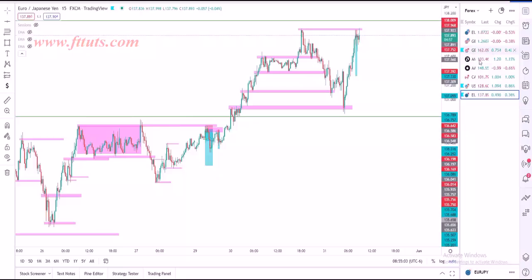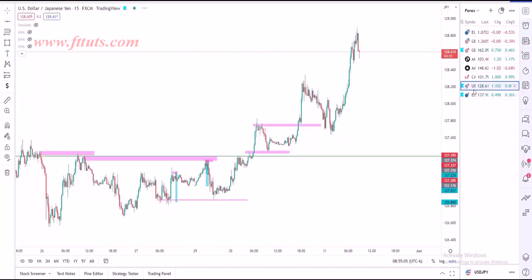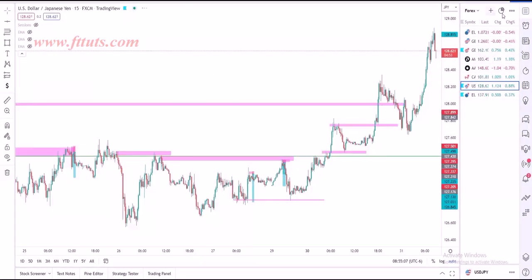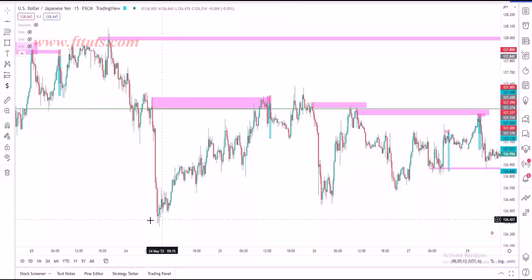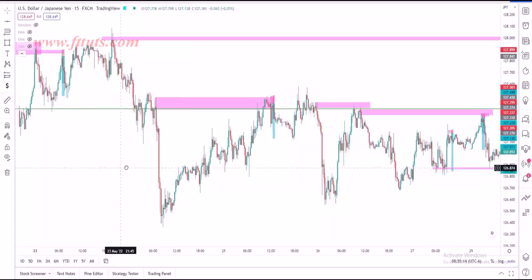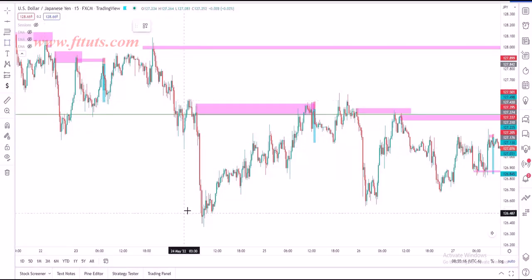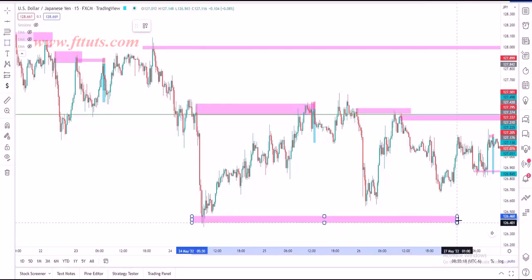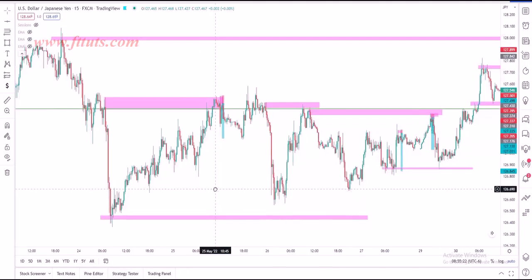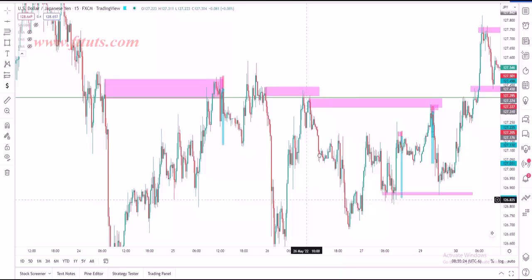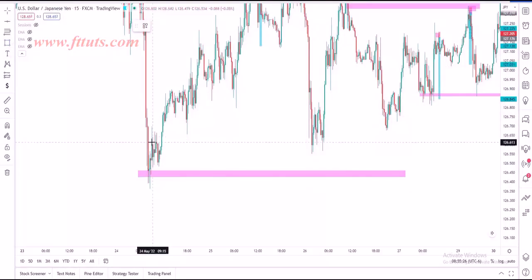Now, let's jump over to another pair. How about this one right here? Okay, and let's look at the exact same thing. So, plot in that area as our swing low right there. We want to know what's up when price comes back to that area.